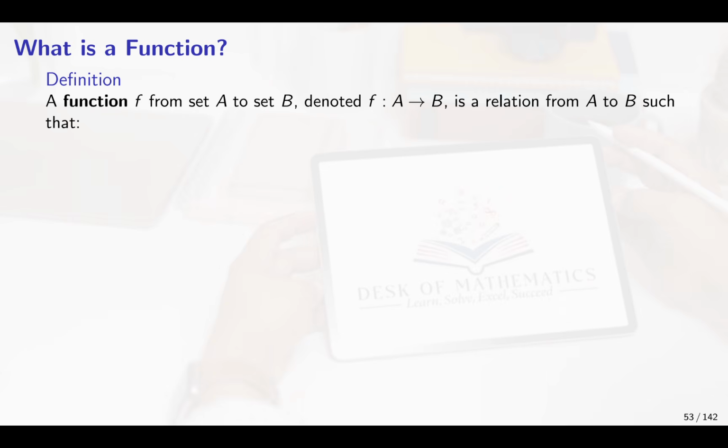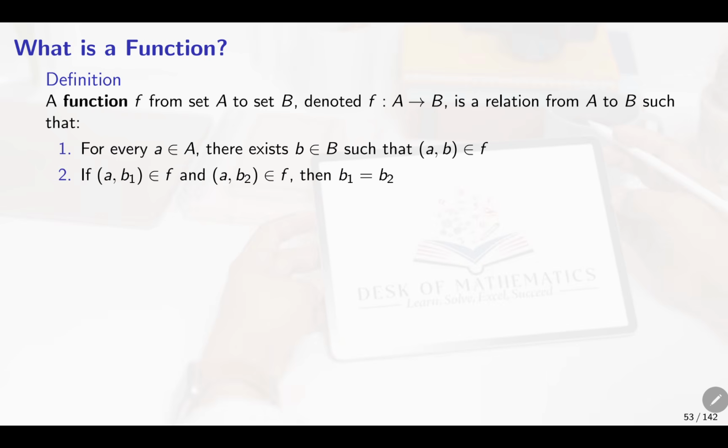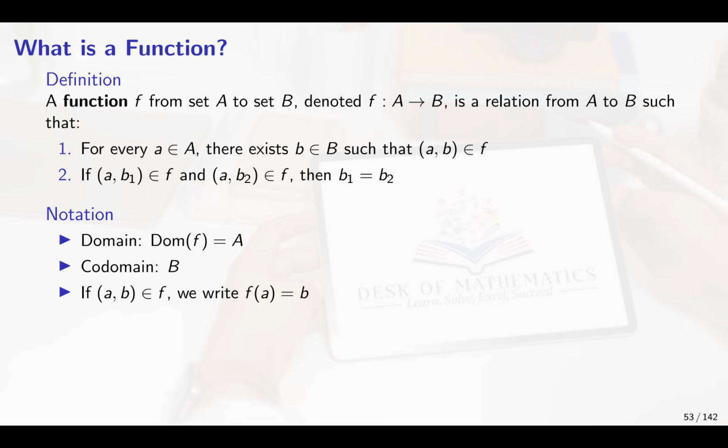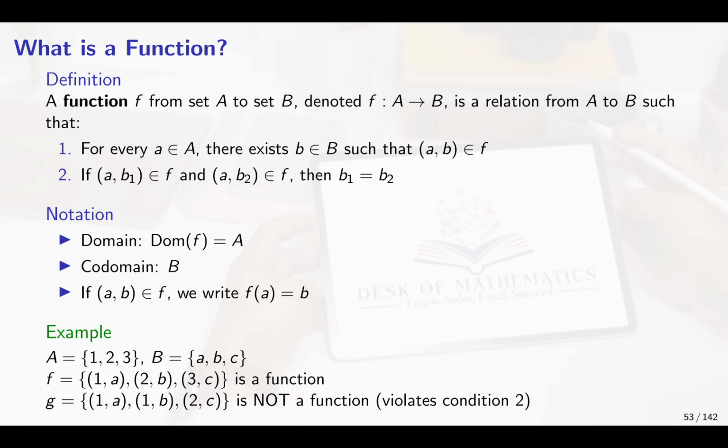Let's go now to functions. A function f from a set A to a set B, denoted this way, is a relation from A to B. A function is also a relation, but the property of this is that every element of A should relate to some element of B. There exists one element from B, that's the codomain, such that A should be related, and it should be related uniquely. So A is called the domain, B is called the codomain. A is related to B in the function. We say f of A is equal to B, and this is called the function.